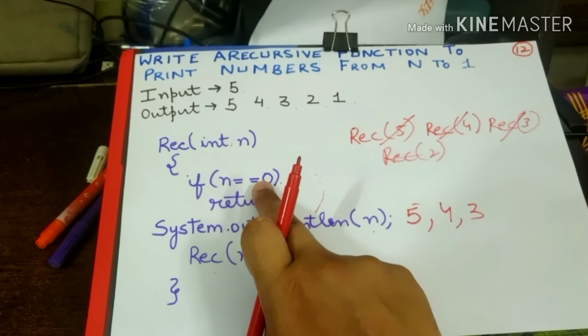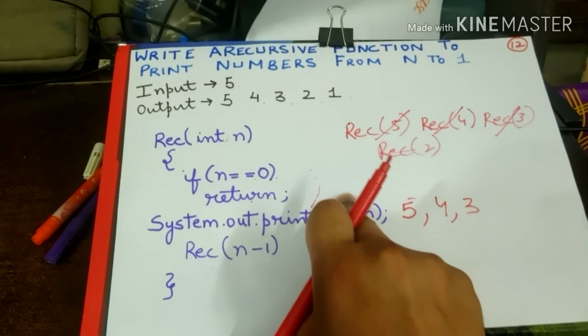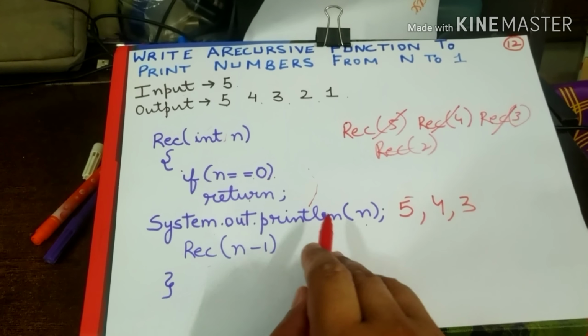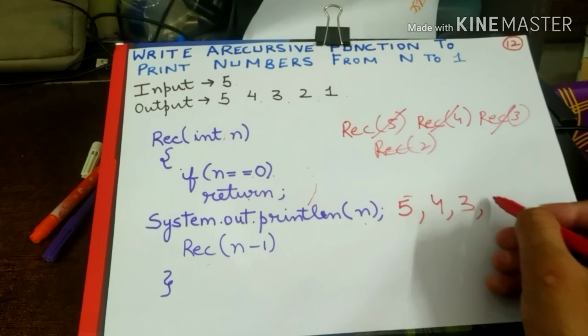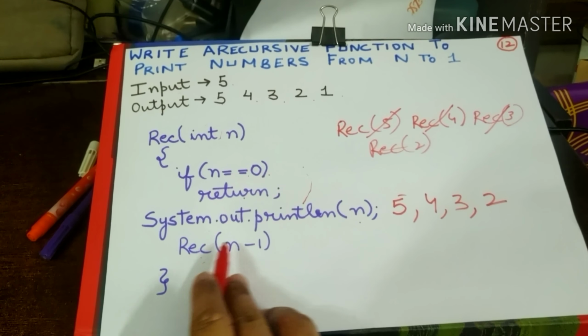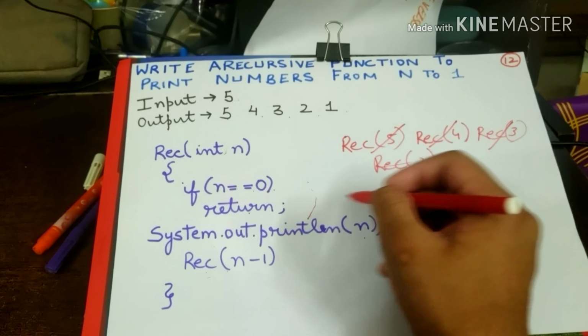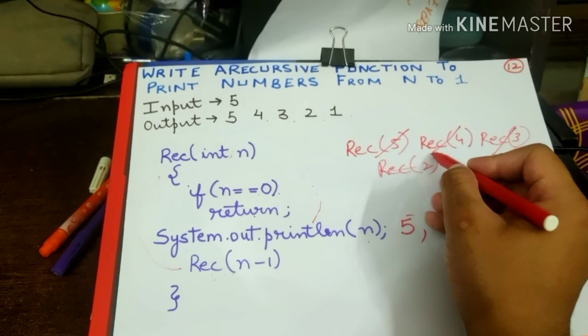Is 2 equal to 0? No, so it will go to this statement, System.out.println(2). So here 2 will be printed. Now rec(2 - 1), that is rec(1). So now rec(1) will be called.